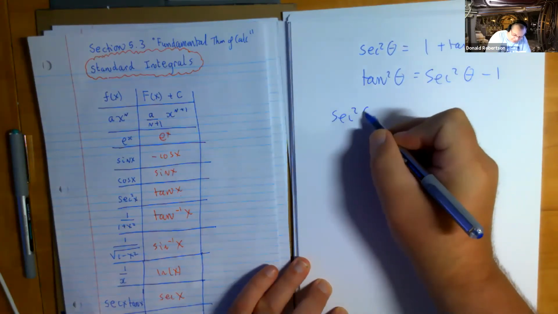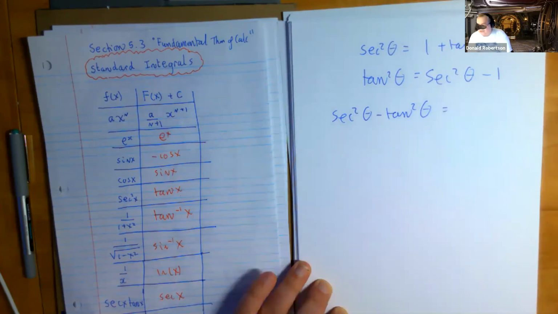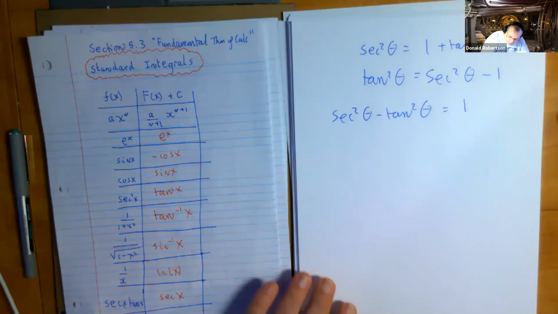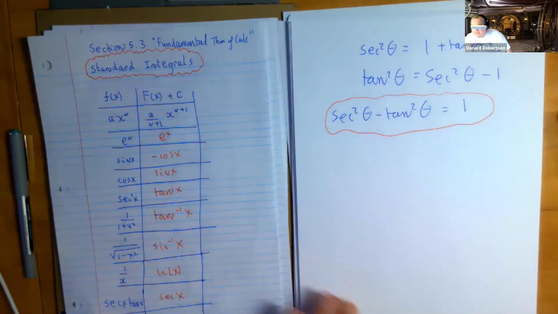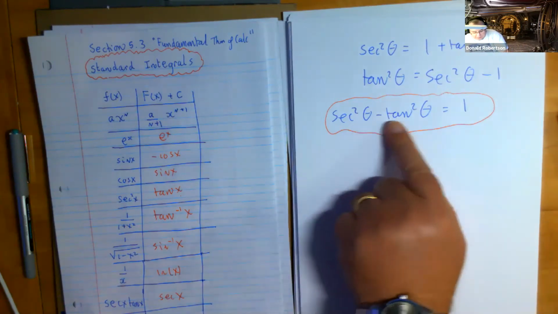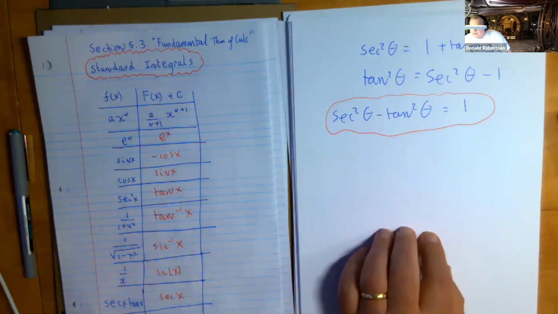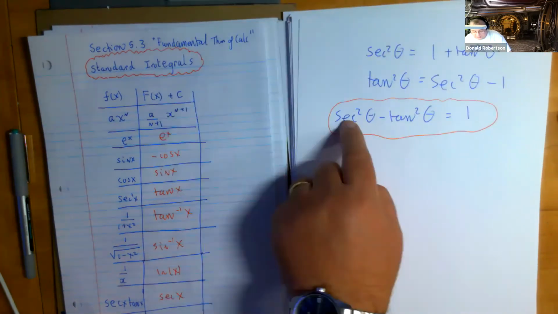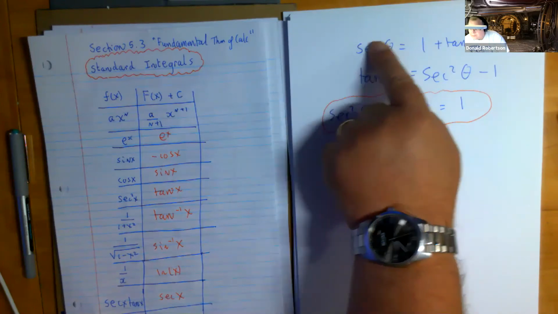If you came across secant squared theta take away tan squared theta, it would be equal to something. Do you know what it's equal to? 1. Yeah. In fact, if you only can remember one of them, try and remember that one. Because if you can remember this one, can't you generate these two by doing a little bit of algebra on it? See, if you take this identity, if you add a tan squared to both sides, don't you get this answer?